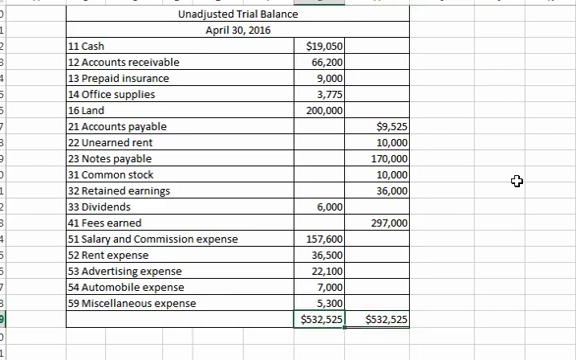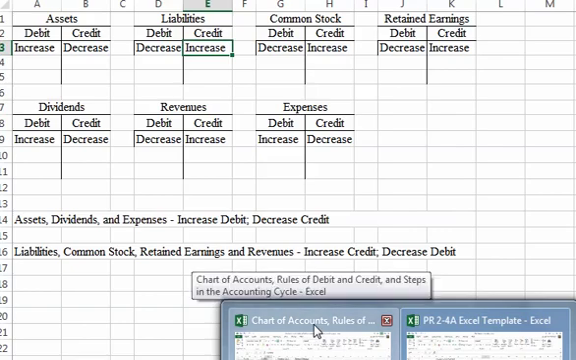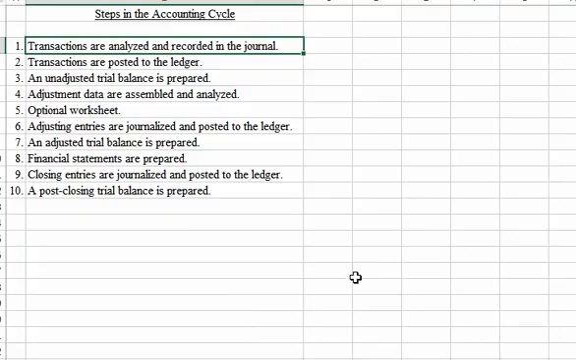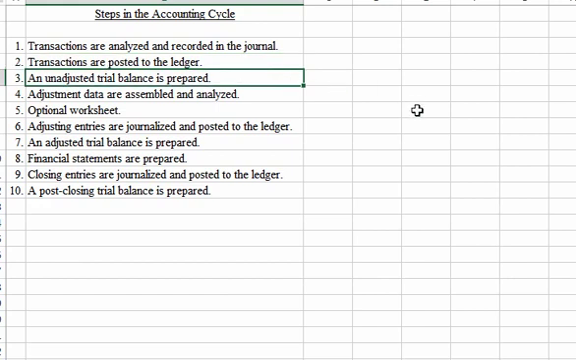If the two are not equal, then you have to go back through and find out where you made a mistake. Okay, that takes us through instructions 1 through 4. And really it takes us through the first 3 steps of the accounting cycle, you guys. We're going to refer to these all semester. Transactions are analyzed and recorded in the journal. We did that with instruction 2. Transactions are posted to the ledger. That was actually instruction 3 for us. And then we prepared an unadjusted trial balance. That was instruction 4.